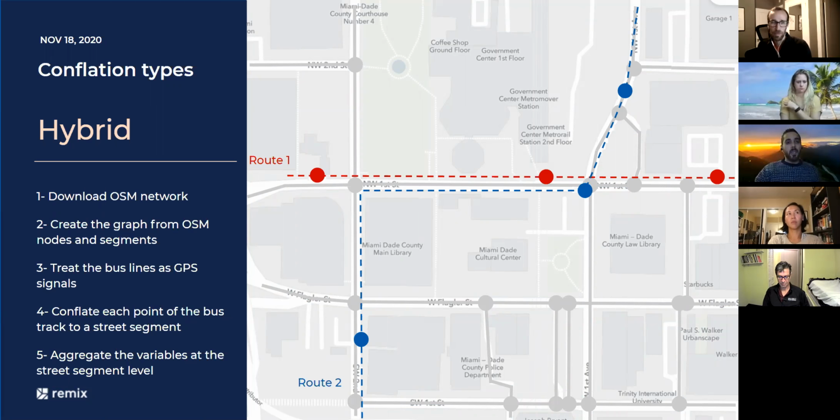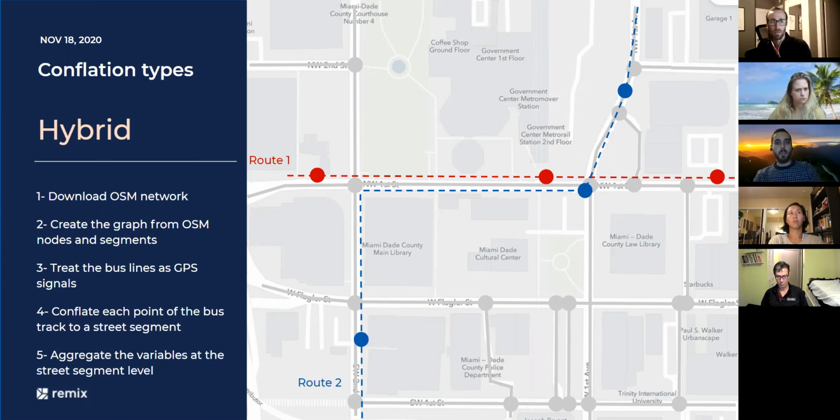The good thing here is that all the GTFSs are created by planners. So that means that they draw them by hand, either in Remix, hopefully, or in ArcGIS, or in Google Earth, or something like that. So they're much better than GPS points, much closer to the streets. Once we did that, we treated each of the lines as a GPS track and matched them to the street. In the end, what you get is street segments with variables, and you can aggregate them and basically do whatever you want with those street segments.